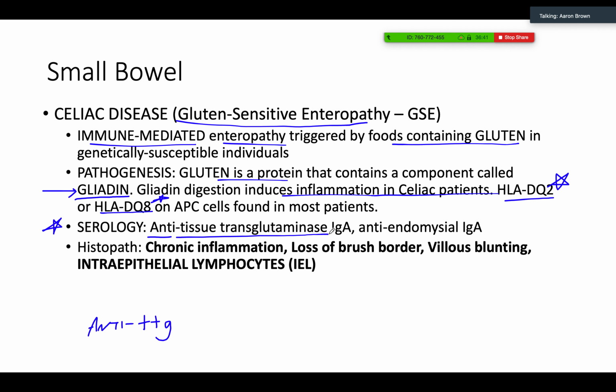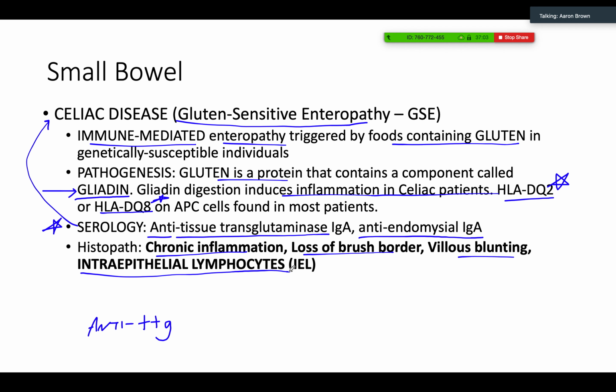Anti-tissue transglutaminase. That is seen in celiac disease. Okay. And an anti-endomysial IgA. And so when we take some biopsy, what we see is chronic inflammation, loss of brush border, villus blunting, and lymphocytes in the epithelium. Okay?